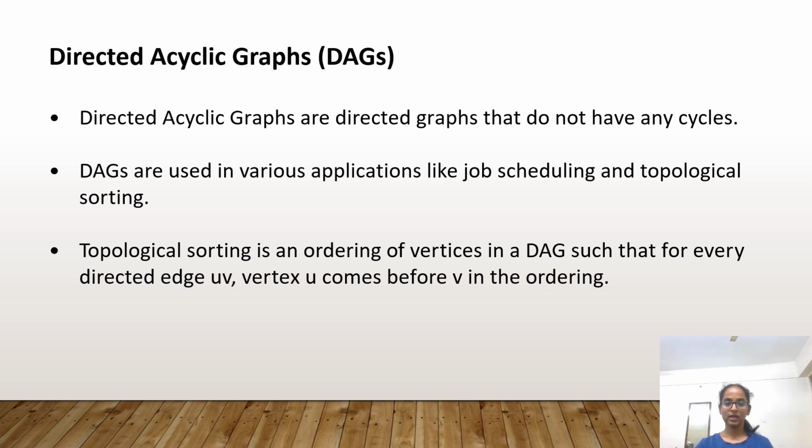Directed acyclic graphs. Directed acyclic graphs are directed graphs that do not have any cycles. DAGs are used in various applications like job scheduling and topological sorting, where topological sorting is an ordering of vertices in a DAG such that for every directed edge UV, vertex U comes before V in the ordering.